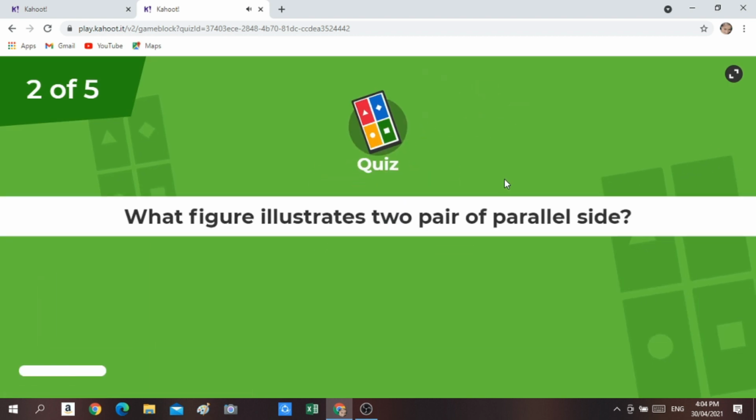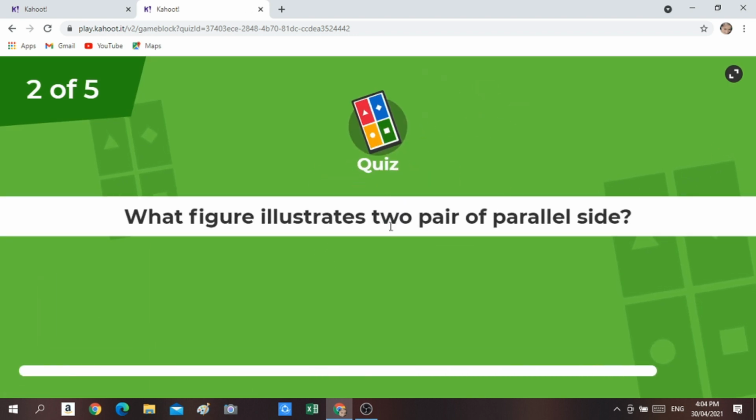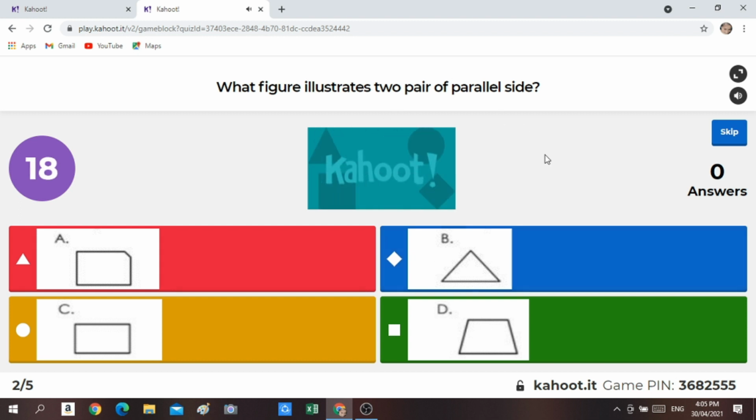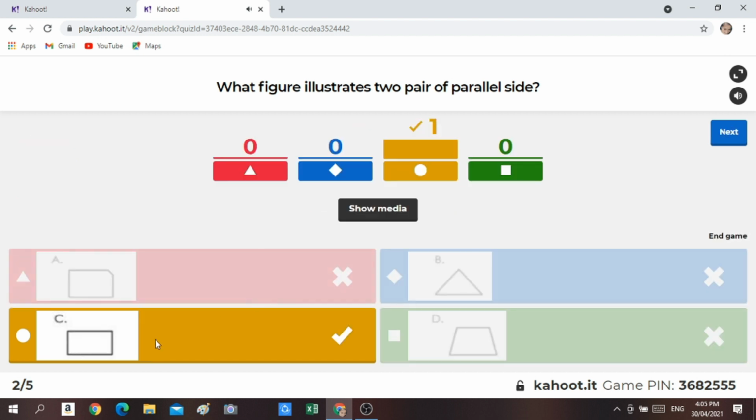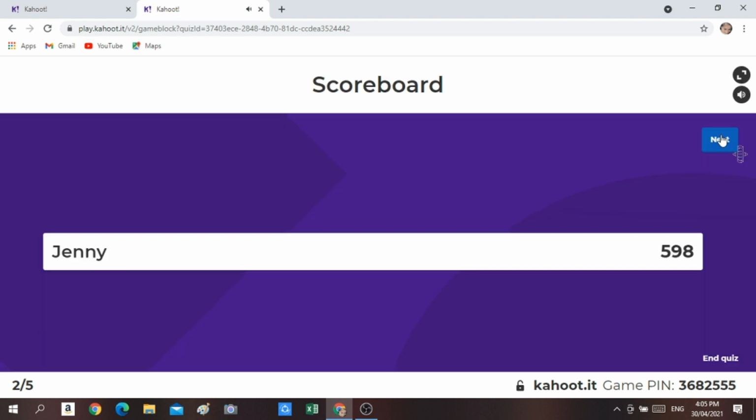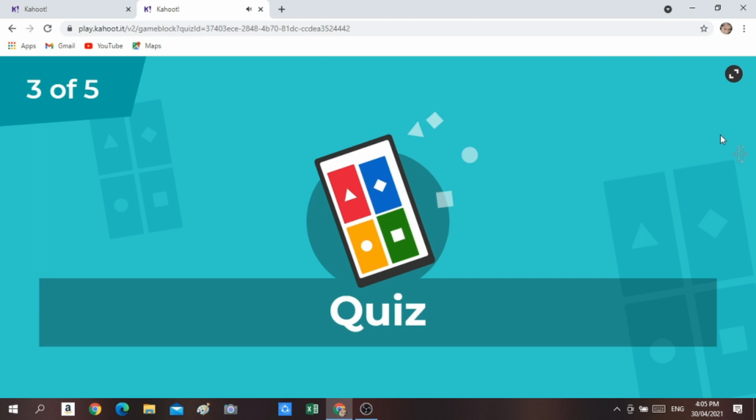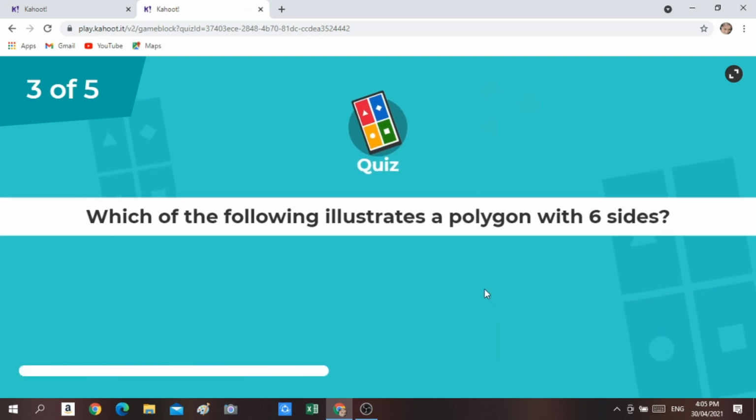Next is, what figure illustrates two pairs of parallel sides? Analyze the figures. Is it A, B, C, or D? And the answer is letter C. Yes, this is a rectangle. A rectangle has two pairs of parallel sides, meaning if we extend those pairs, they will not intersect.